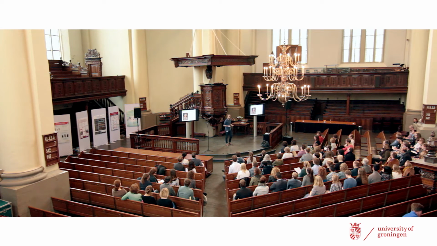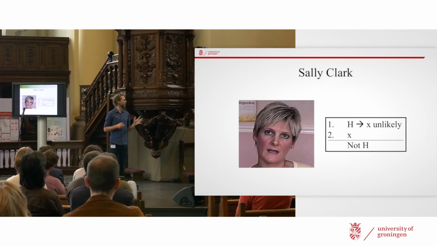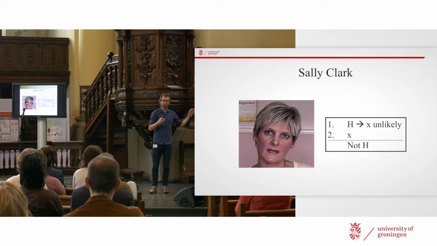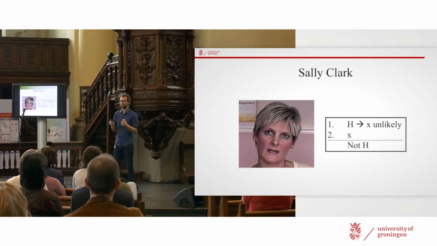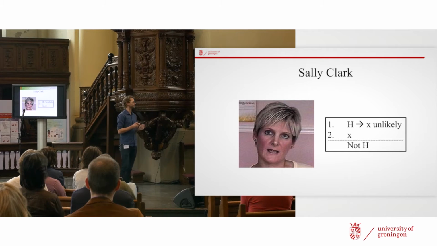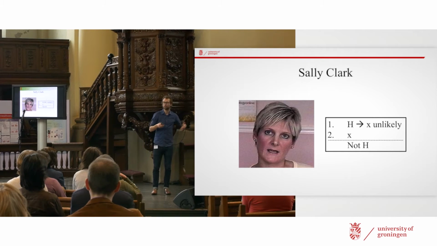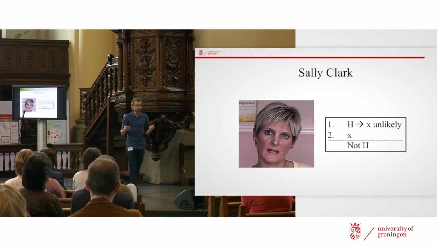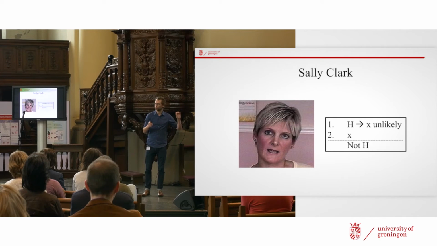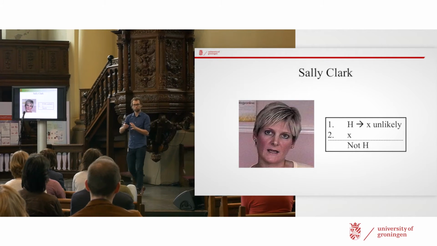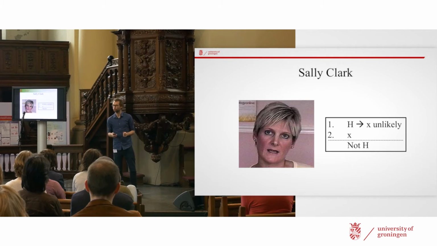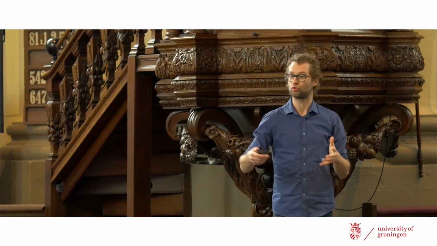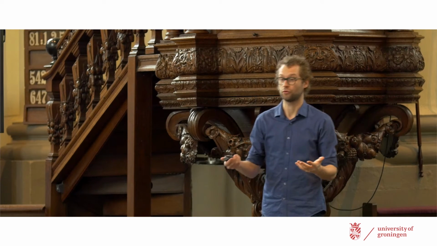Well, let's switch to a real-world example where this exact line of reasoning was used and did great damage to a person. The case of Sally Clark. Sally Clark had 2 of her infant children die. And she was later prosecuted for having murdered her own 2 children. The line of reasoning that was followed here is: if Sally Clark were innocent, H, then her 2 children dying is unlikely to have occurred. Her 2 children died. Hence, she is not innocent.